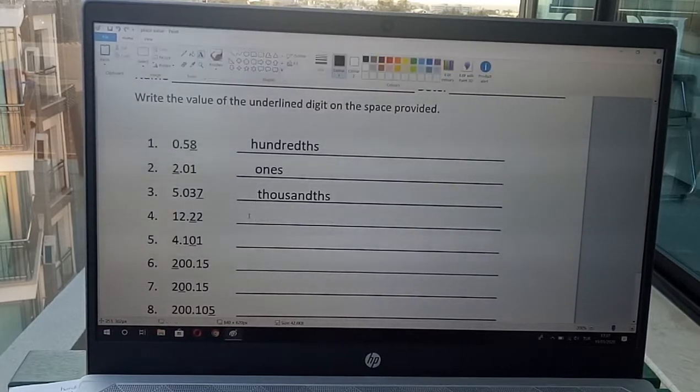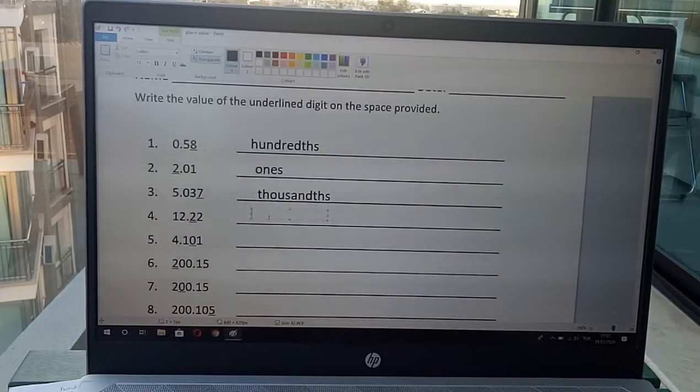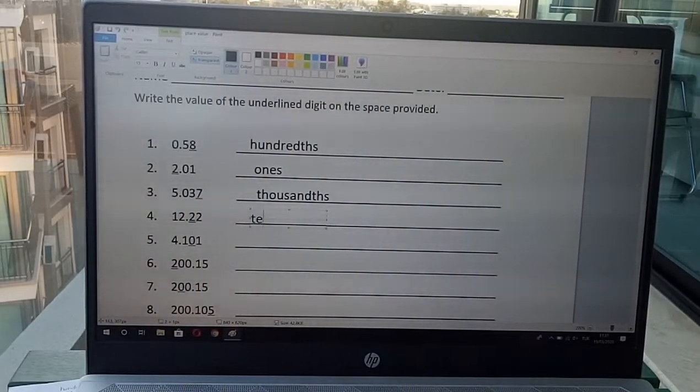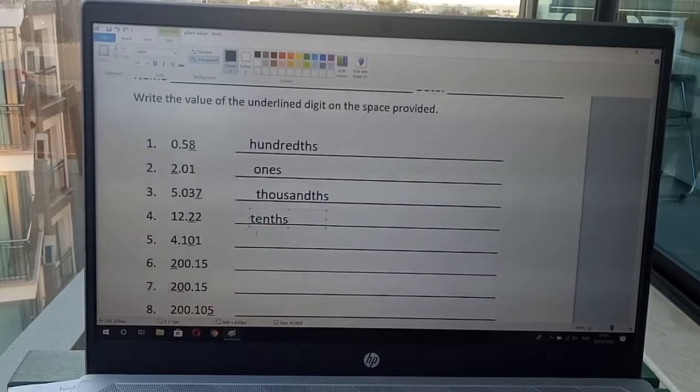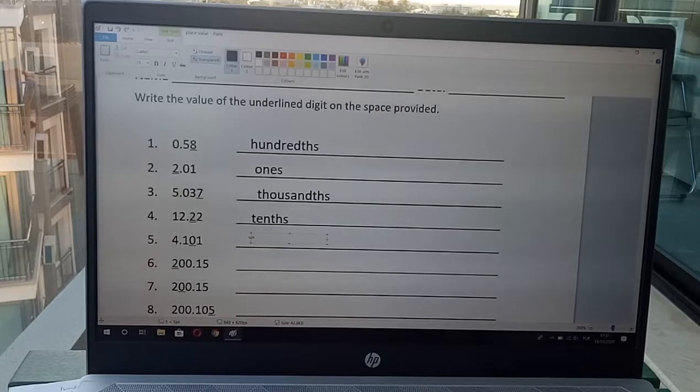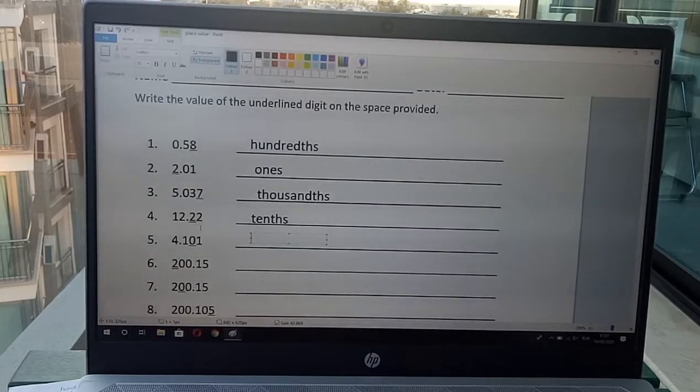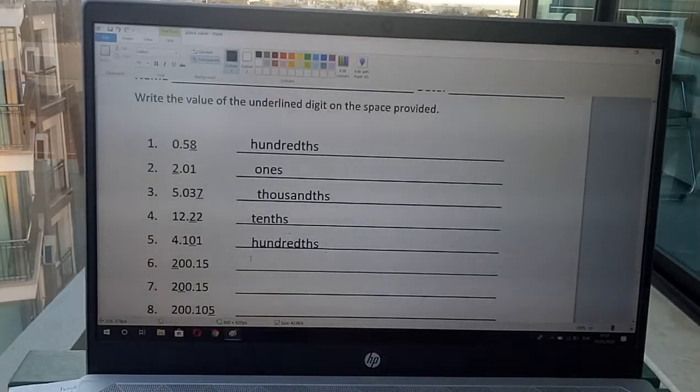Number 4, we have 12.22, and the underlined number is 2. This 2, yeah. So the place value is tenths. Number 5, we have 4.101. The underlined digit is 0. The place value of that, or the answer, is hundredths. Number 6, we have 200.15, and the underlined number is 200.